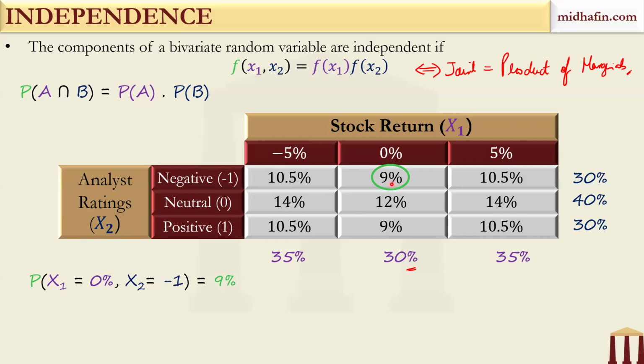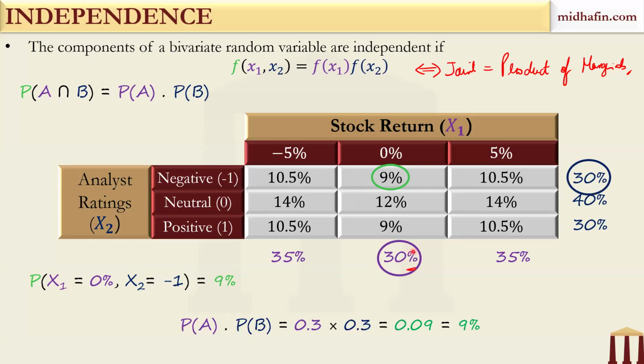Now, if I want to find out the product of marginals, P(A) times P(B), where we define the event A as x1 equal to 0% and the event B as x2 equal to negative 1. So what is the product of their marginals? The product of their marginals is this 30% times 30%. This is also 9%. Agreed? Is it clear?